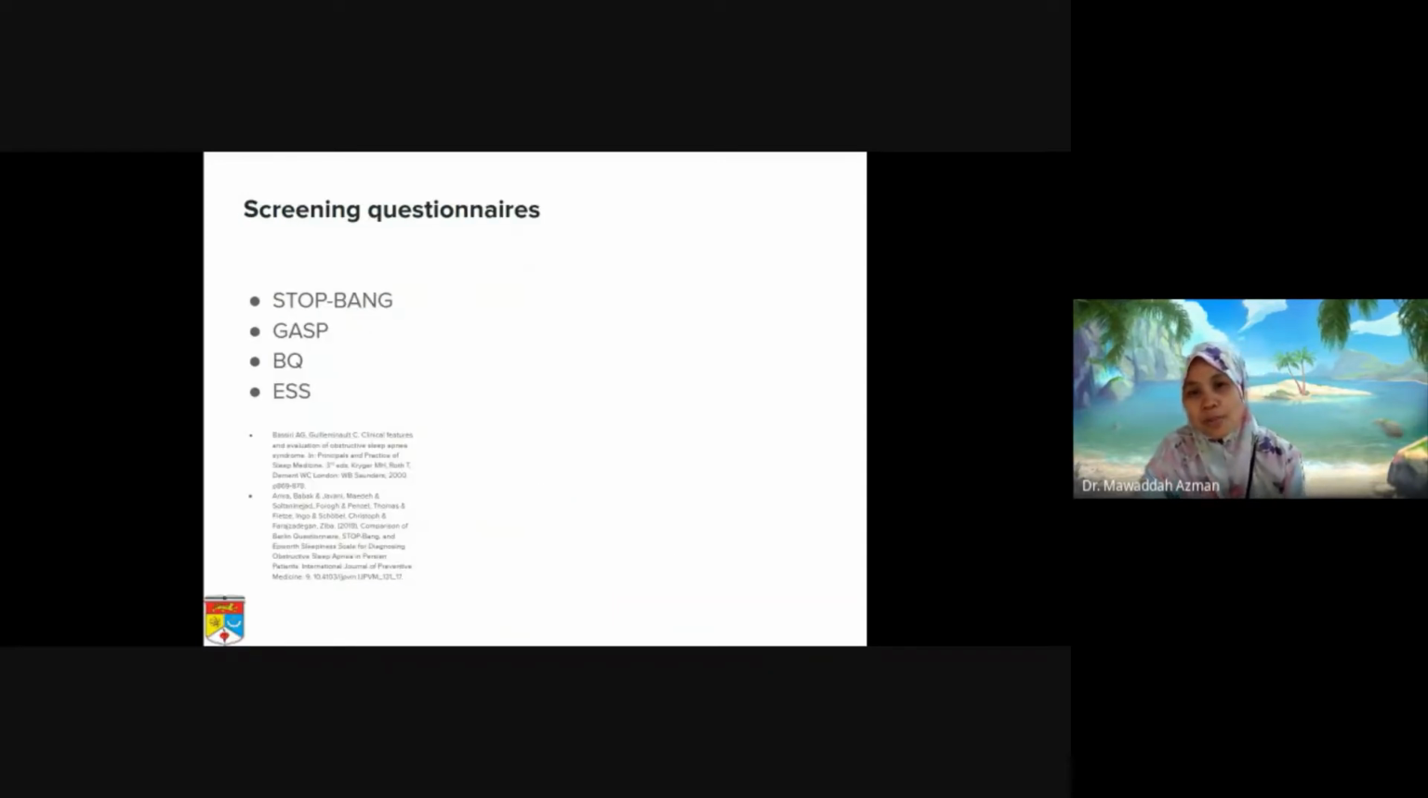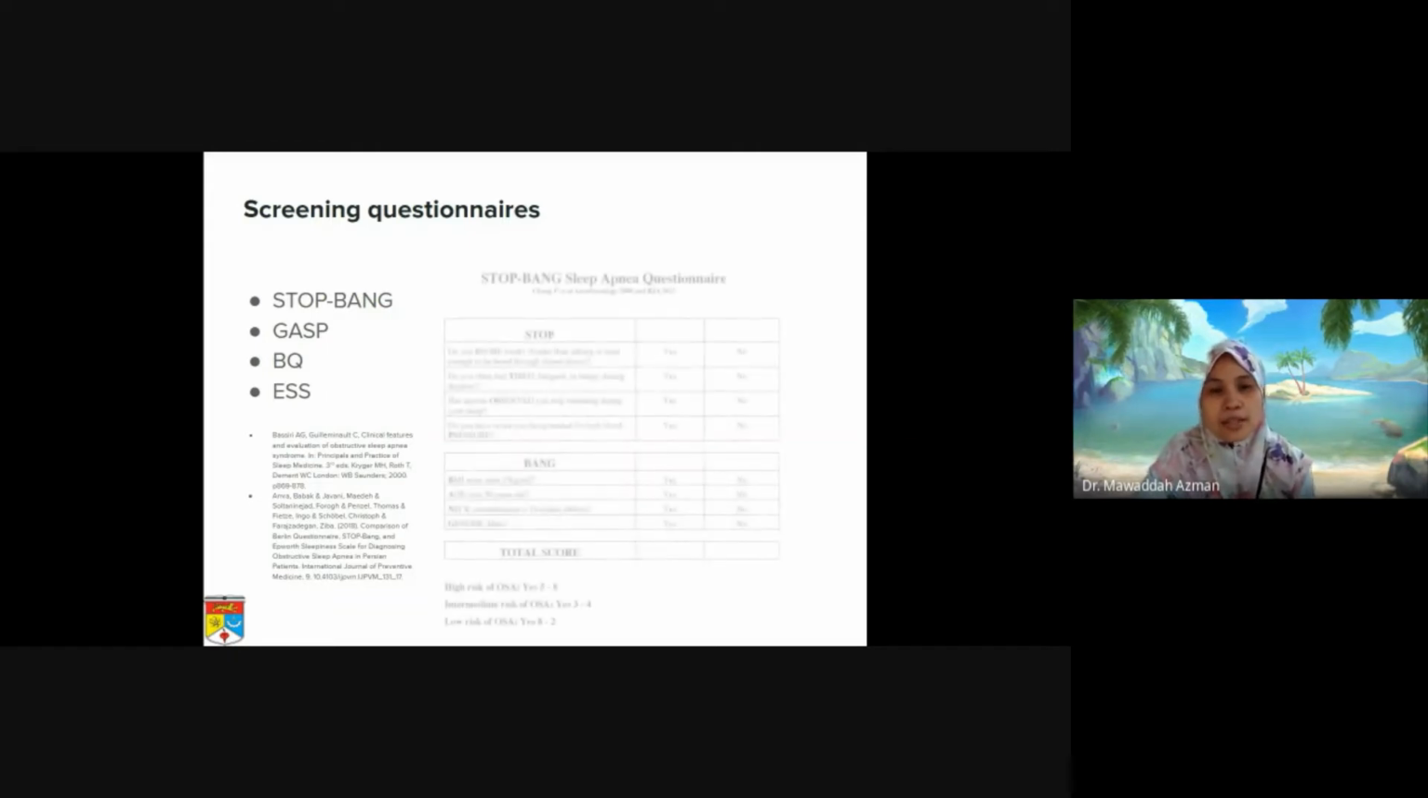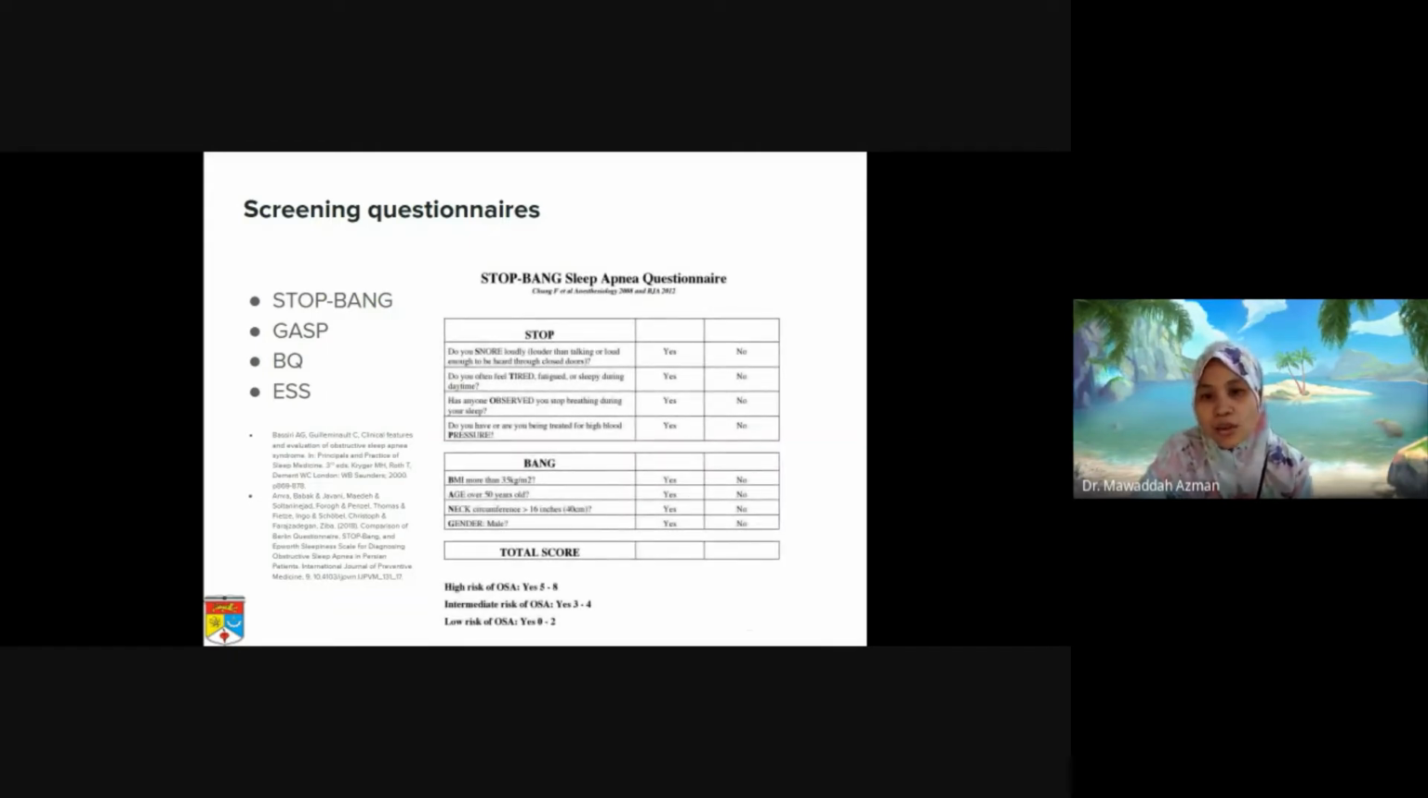If we talk about screening questionnaires, what are the screening questionnaires that you can use if you have patients suspected with obstructive sleep apnea? The best questionnaire for you to use is the STOP-Bang Sleep Apnea Questionnaire. It is very simple, easy to utilize, only 8 questions. And if you forget these questions, you can just go to MedCalc, it is available. If your patient scores 3 or more, then this correlates with a positive level 1 PSG study.